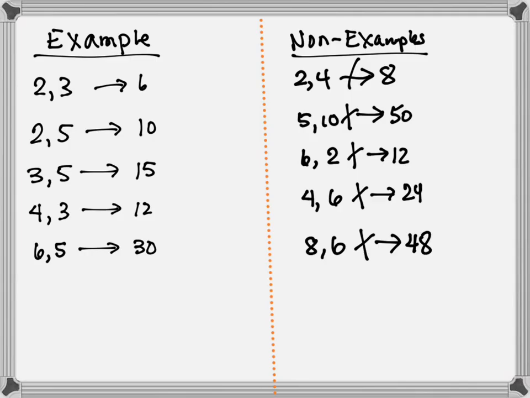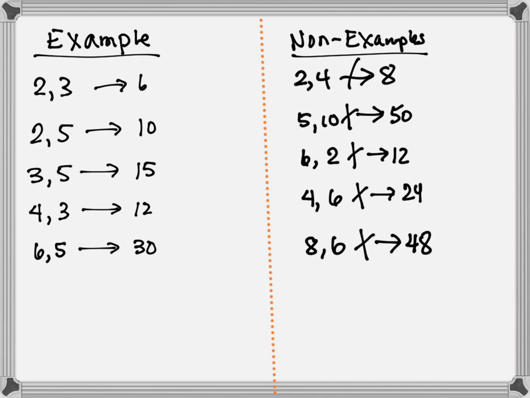2 and 4 both divide by 2. 5 and 10 both divide by 5. 6 and 2 divide by 2. So those are the 3 where it looks like just one divides the other. When you get to 4 and 6, they don't divide each other, but they do both divide by 2. 4 and 6 divide by 2. 8 and 6 divide by 2.